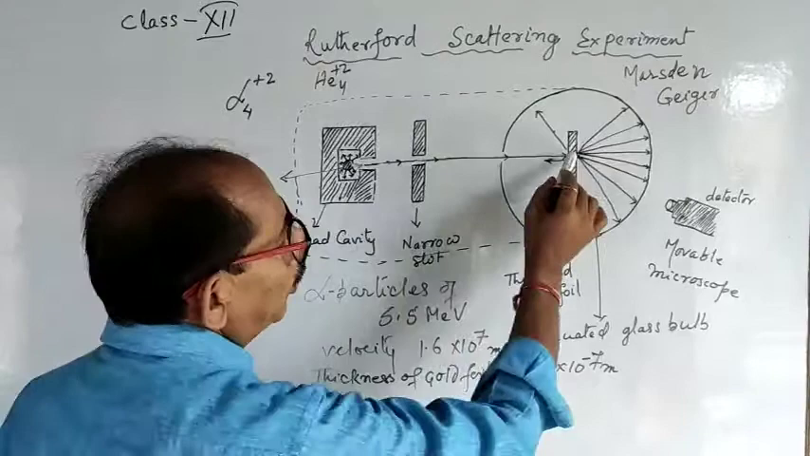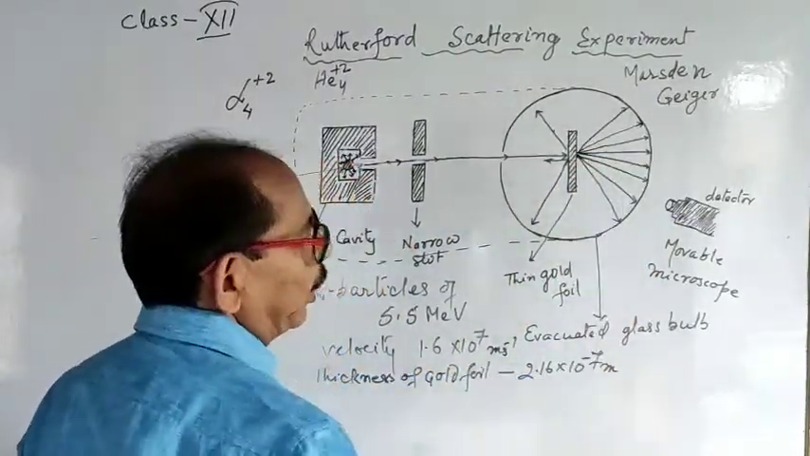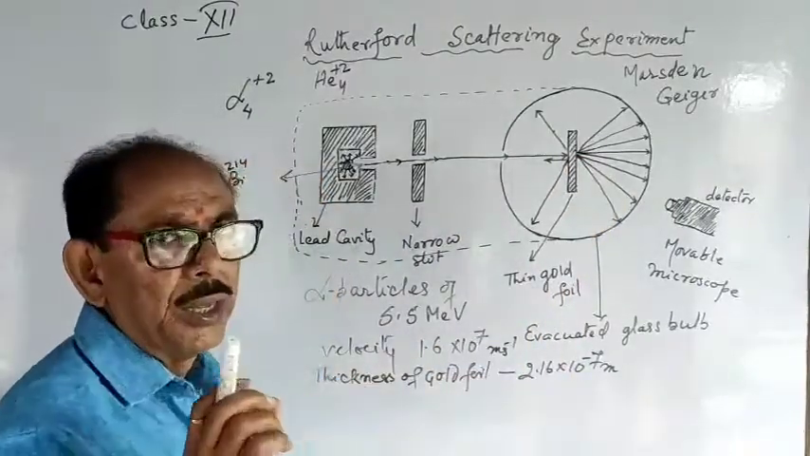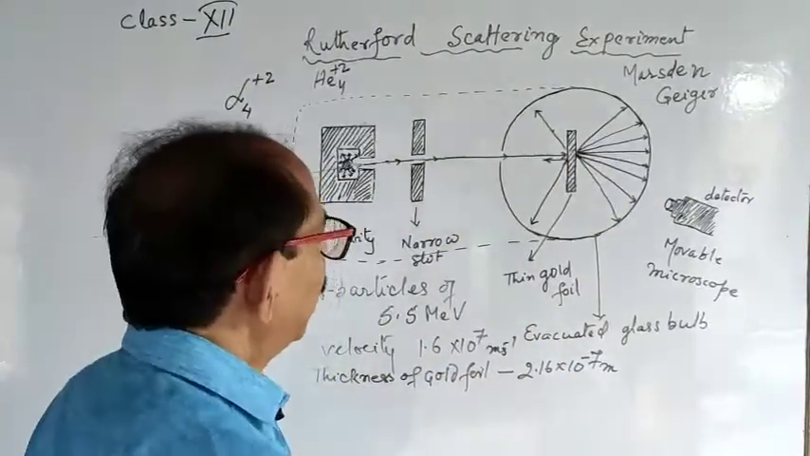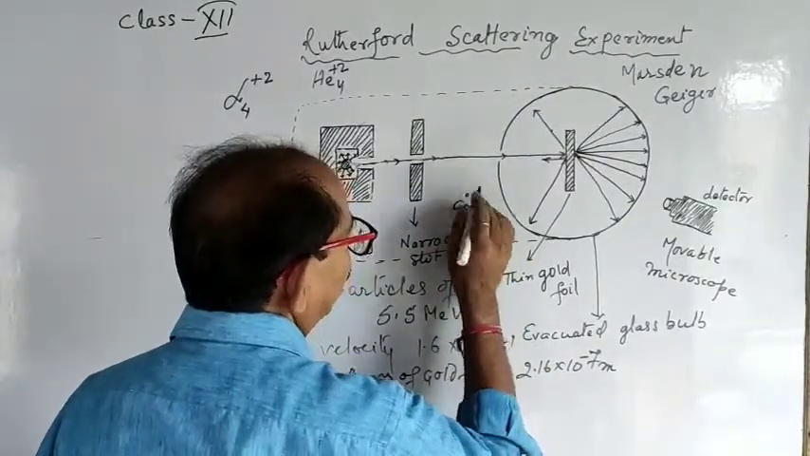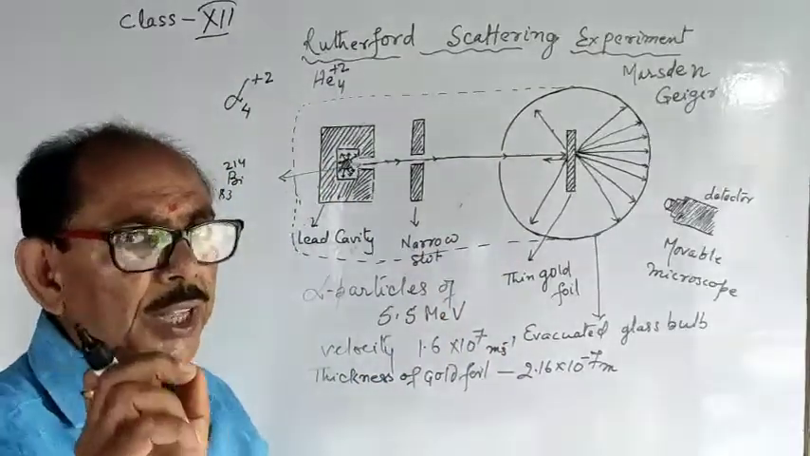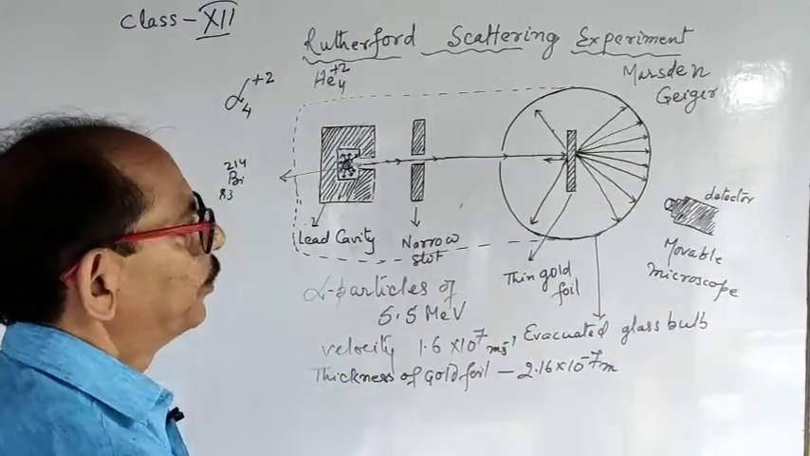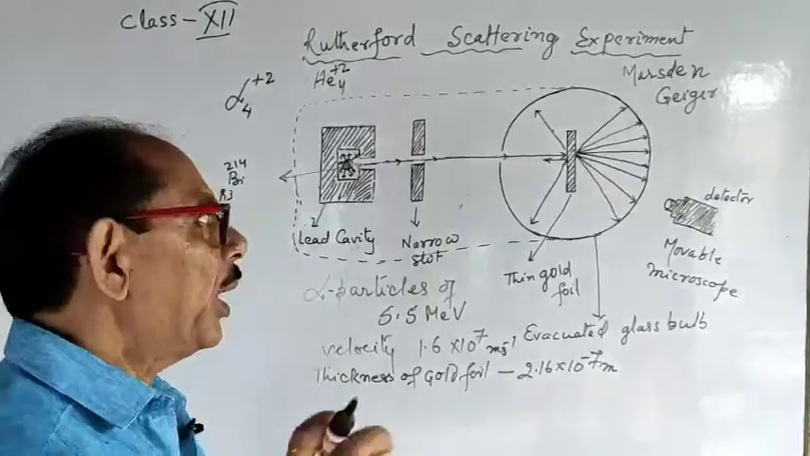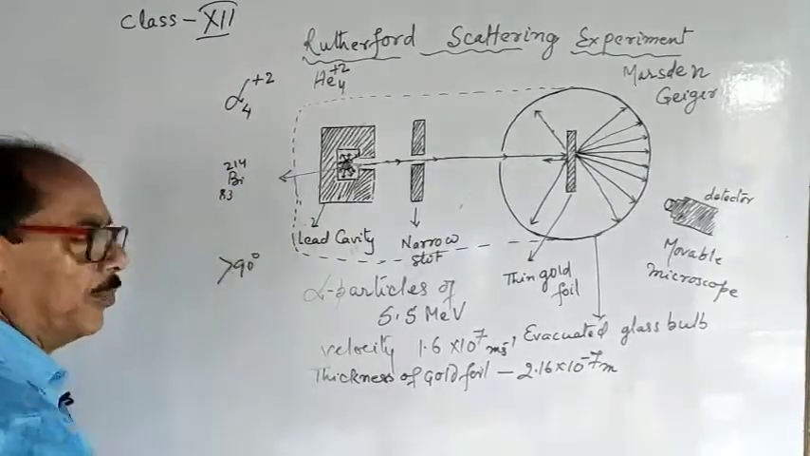It was found that most of the alpha particles strike in front of the evacuated glass tube, and a few are deflected by some angle, nearly less than 90 degrees. Scattered through less than 90 degrees. Very few of them are scattered larger than 90 degrees.